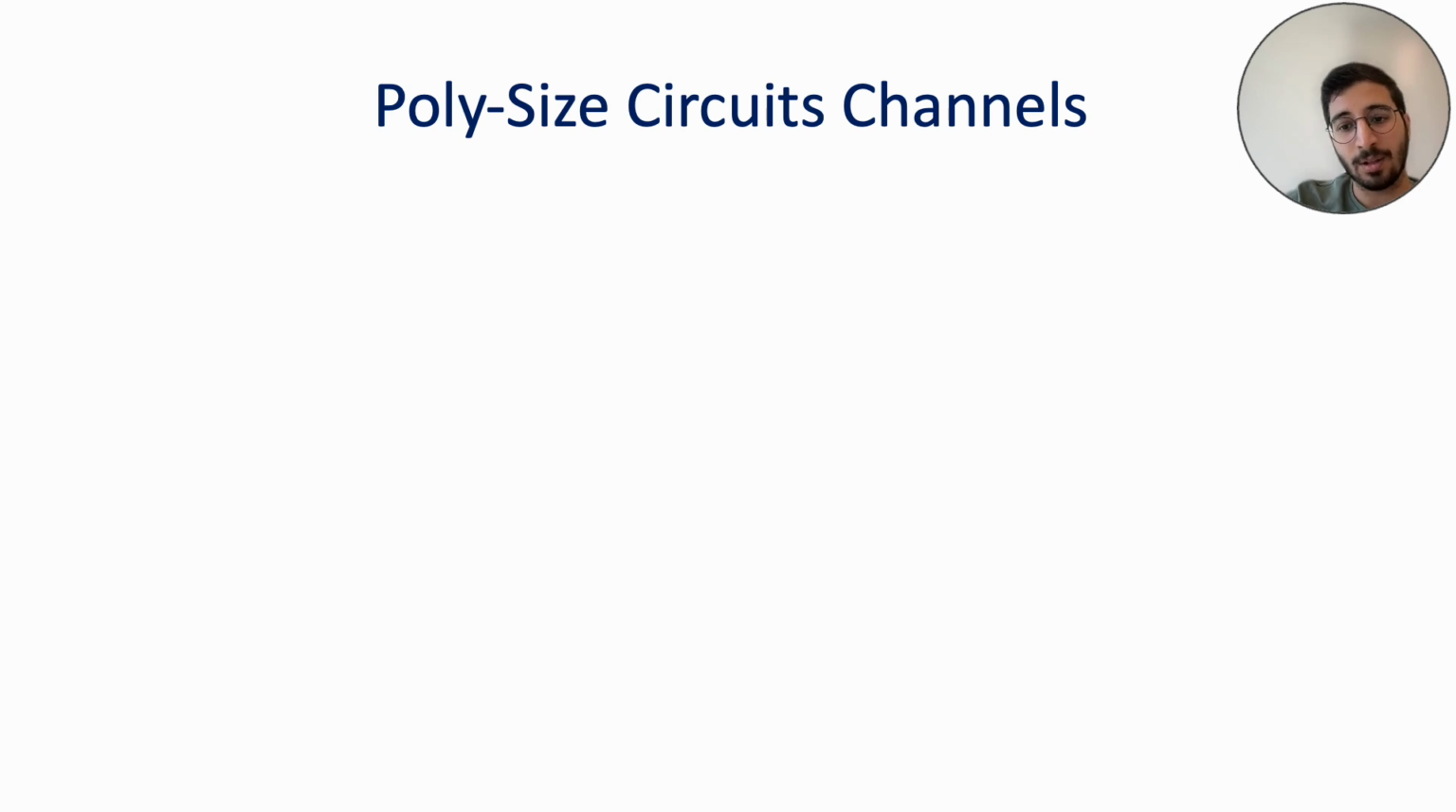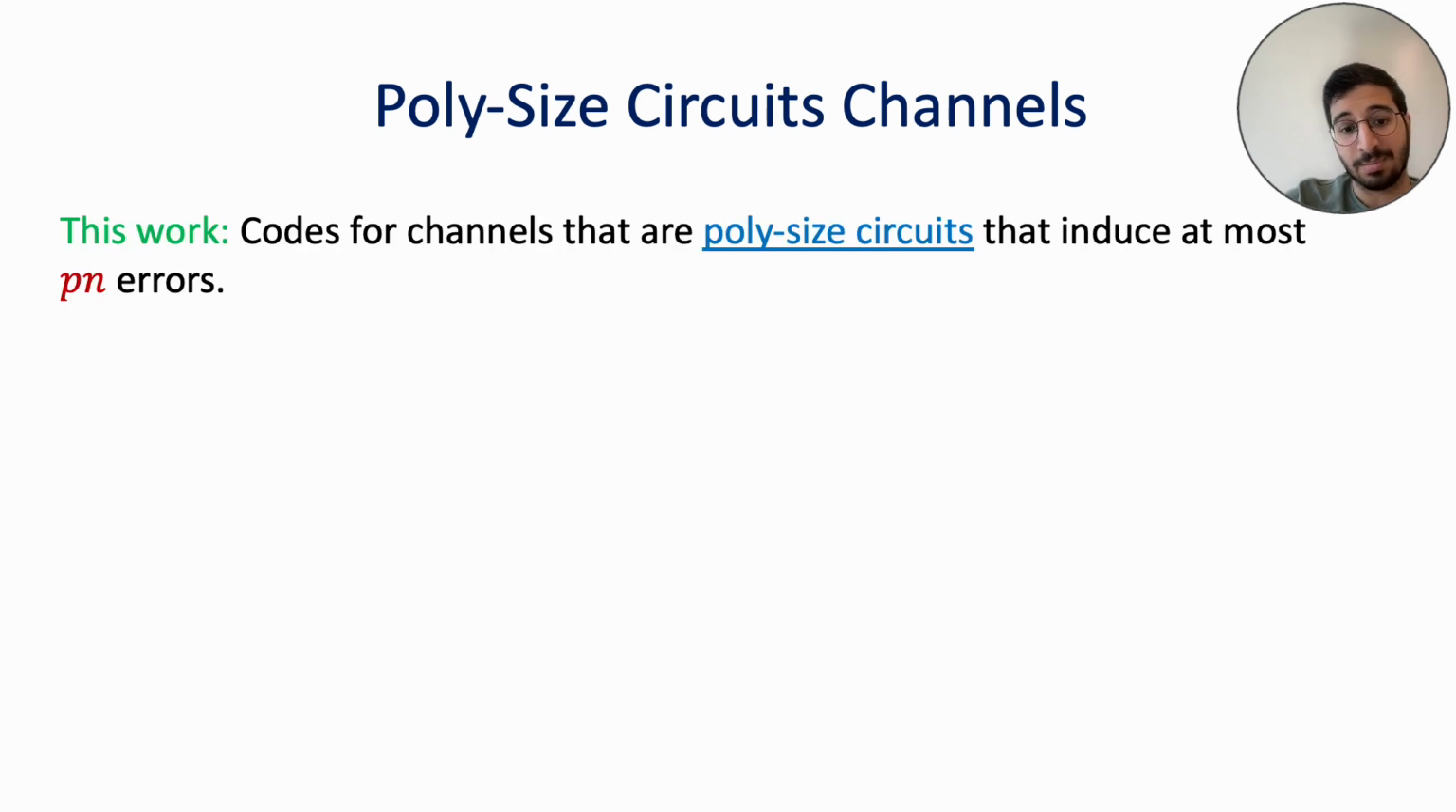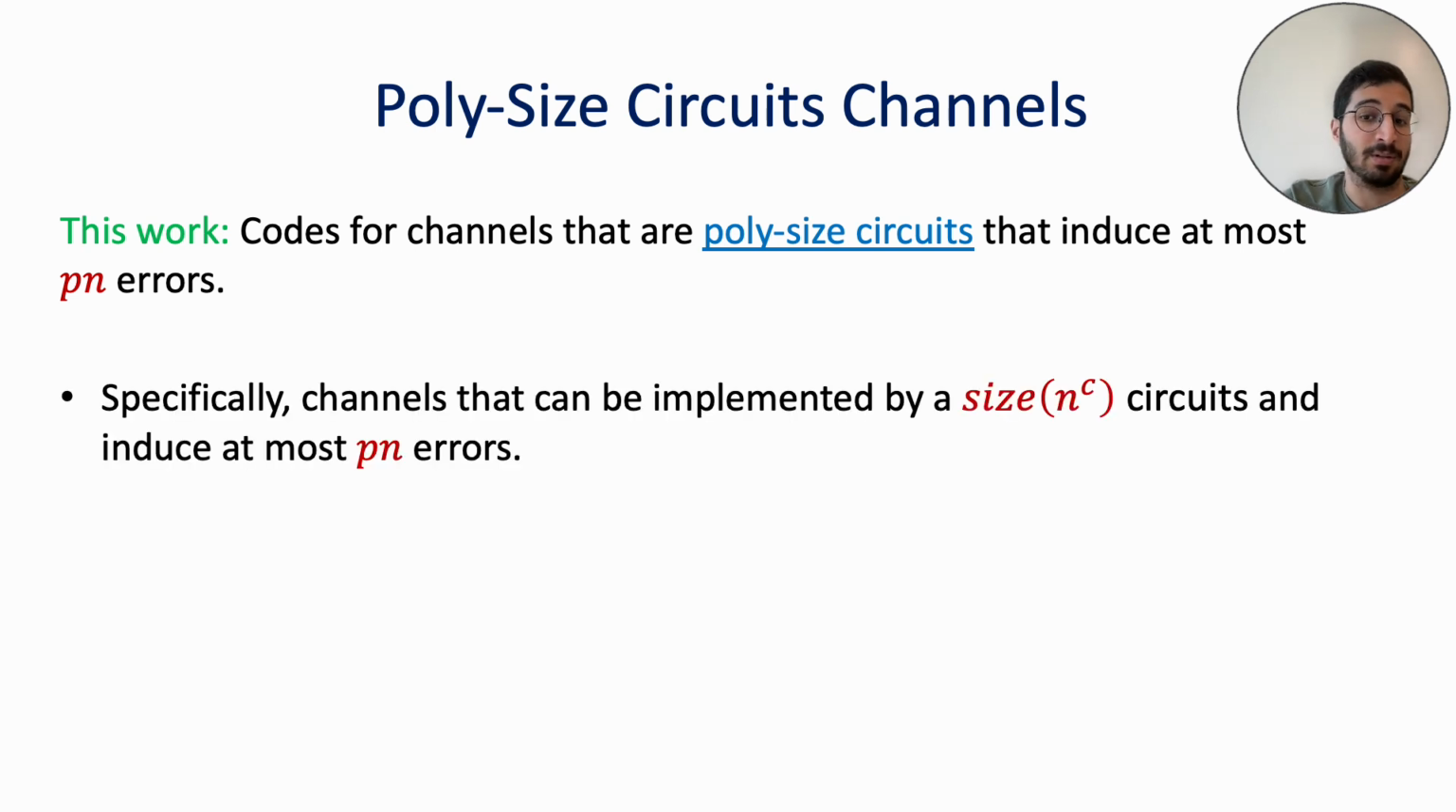Okay, and in this talk, we're going to talk about poly-size channels. Specifically, we want codes that are good for poly-size circuits that induce at most p errors. And specifically, what I mean by this is that for any constant c, we want a code that is able to handle errors generated by size n^c circuits that induce at most pn errors.